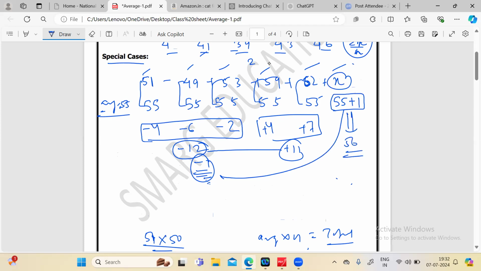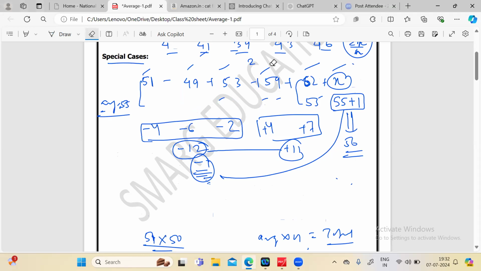Now is it clear to everyone? Yes, sir. Everyone, say it loudly. Yes, sir. Very good. You can also say Jai Mata Di loudly.